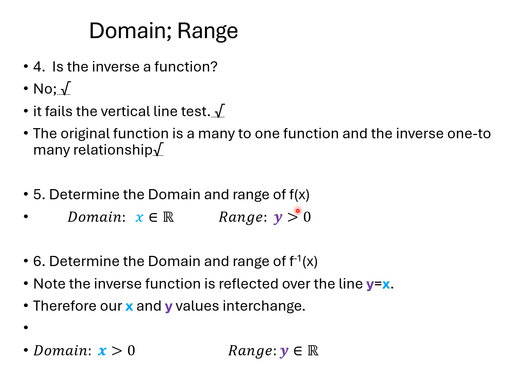Domain and range of the original graph f of x. Domain: x is an element of the real numbers. Range: the graph was pointing up, so y is greater than or equal to 0. Now for the domain and range of the inverse, we swap the x and y. So this would read x greater than or equal to 0, and that would read y is an element of the real numbers. The inverse reflects about the line y equals x, therefore x and y values interchange. We never ask both of them, but you need to understand the concept of how I've swapped them around.